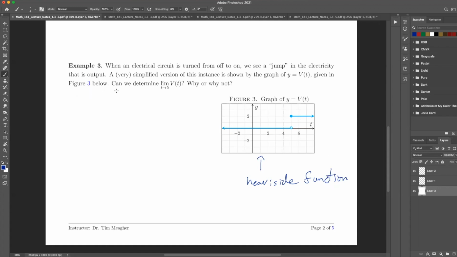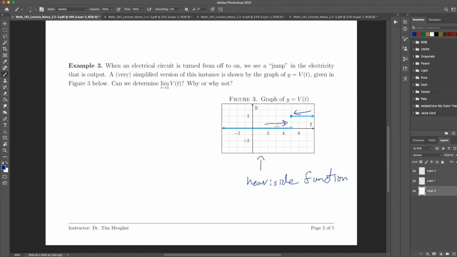Given the figure below, can we determine this limit? So let's look at the limit of v of t. As I'm walking this way, I'm going to do these notes slightly out of order because I realized that page 3 should be page 4, just when I was reviewing to prepare for this. So we'll do this page, then we'll do 4, and then we'll come back to 3.